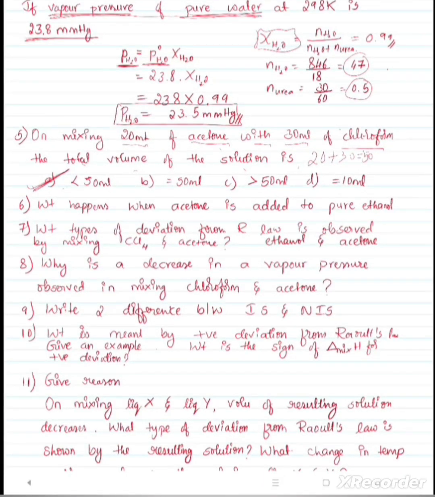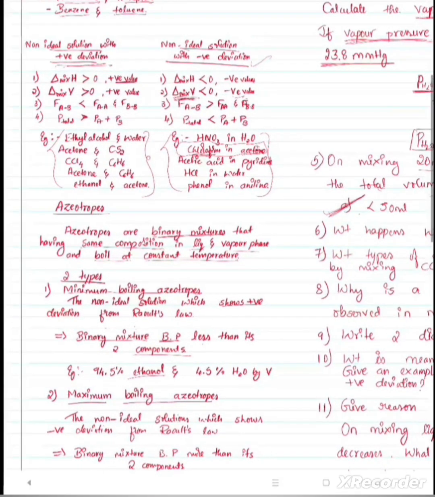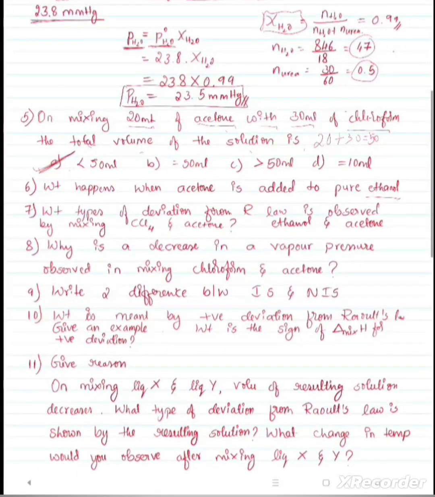What happens when acetone is added to pure ethanol? Then check again, acetone and ethanol, which deviation will take place? Acetone and ethanol, here it is there. Acetone and ethanol will undergo positive deviation. So what will you write for that? The mixture of ethanol and acetone shows positive deviation from Raoult's law. When acetone is added to ethanol, it will form a hydrogen bond.